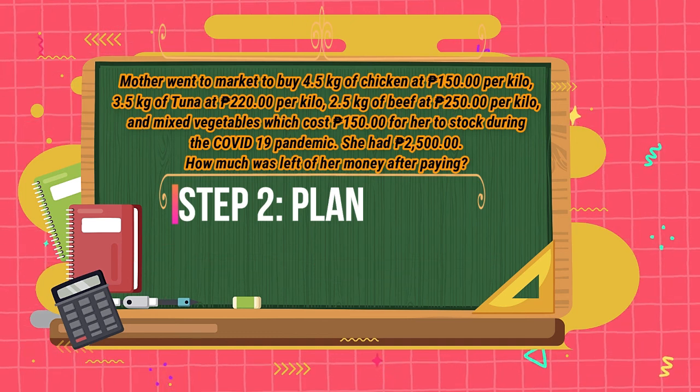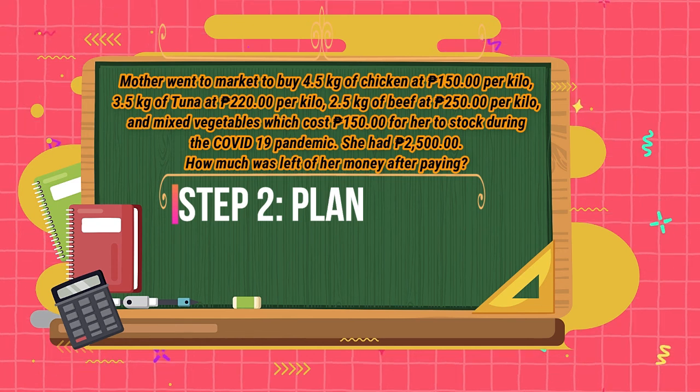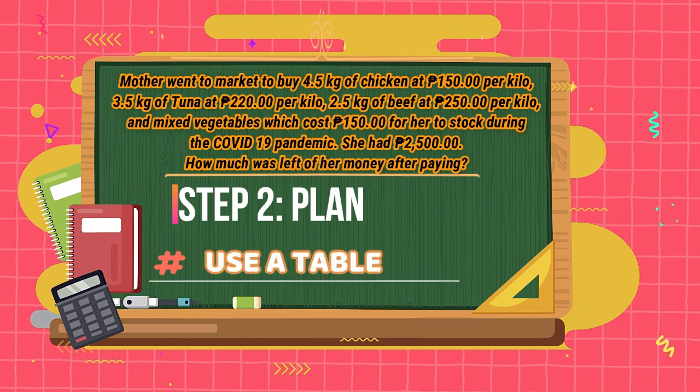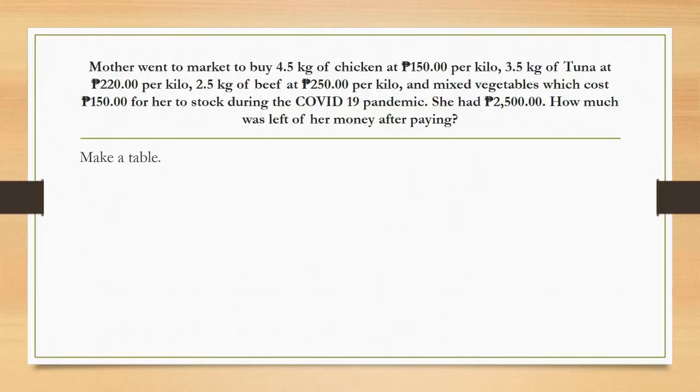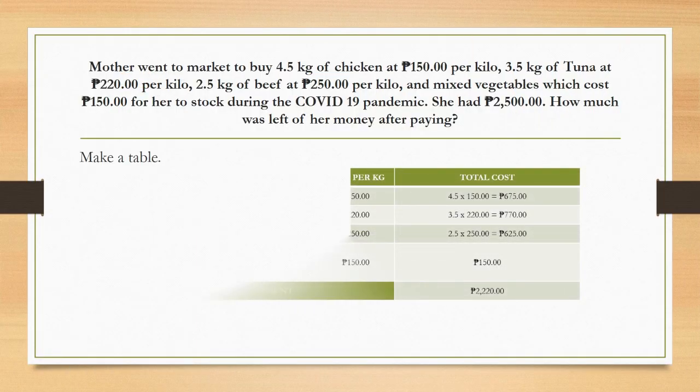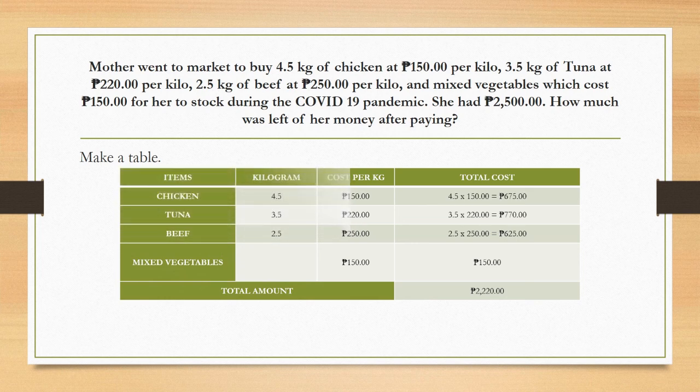Then, create a number sentence. In here, we are going to use a table to solve the problem in an organized way. Let's make a table with 4 columns. In the first column, we will write the items bought by the mother in the market. So we will write the chicken, tuna, beef, and mixed vegetables.